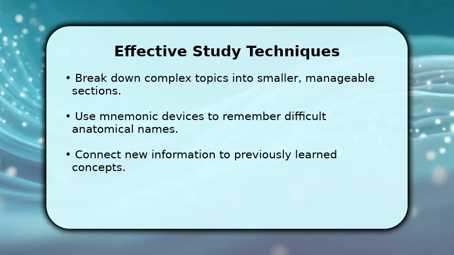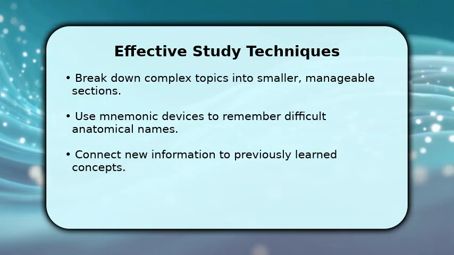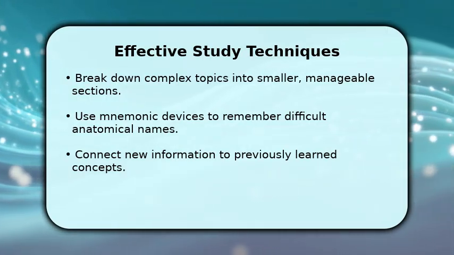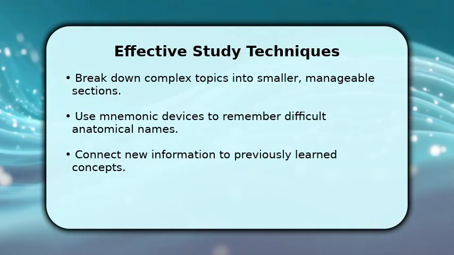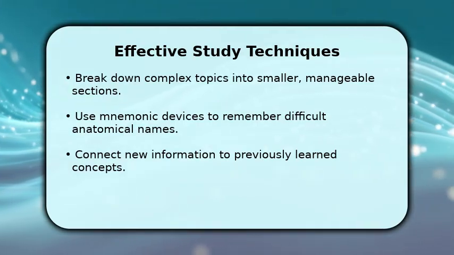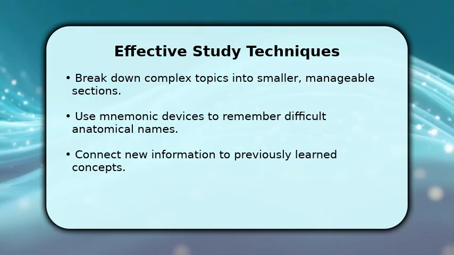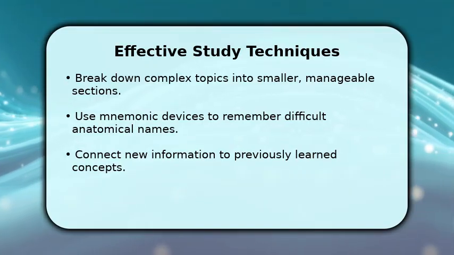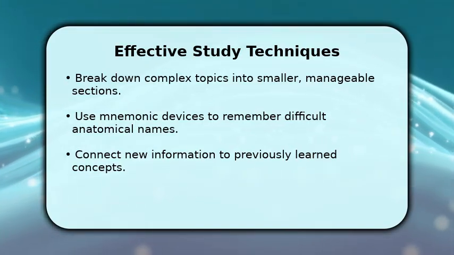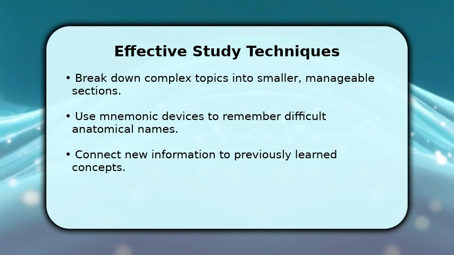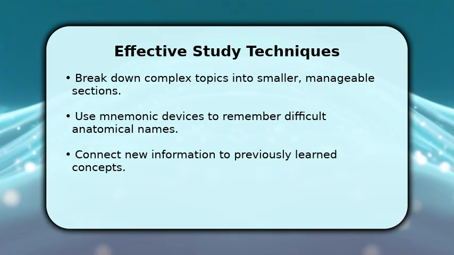Mnemonic devices can be incredibly helpful for memorizing long lists or complex anatomical names. Always try to connect new information with what you already know. This builds a stronger knowledge network. Consistent, short review sessions, perhaps for 15 to 20 minutes each day, are more effective than cramming.